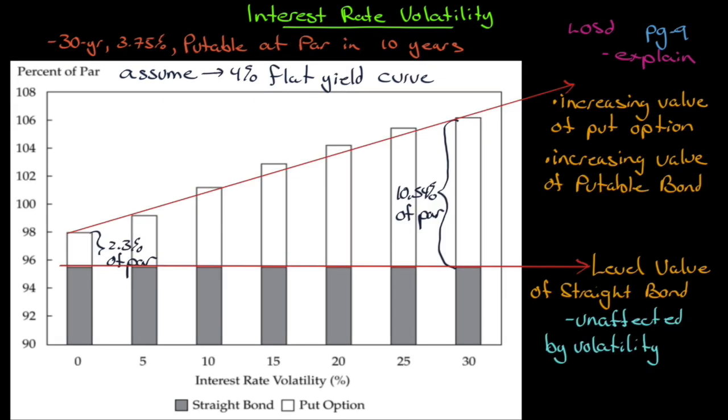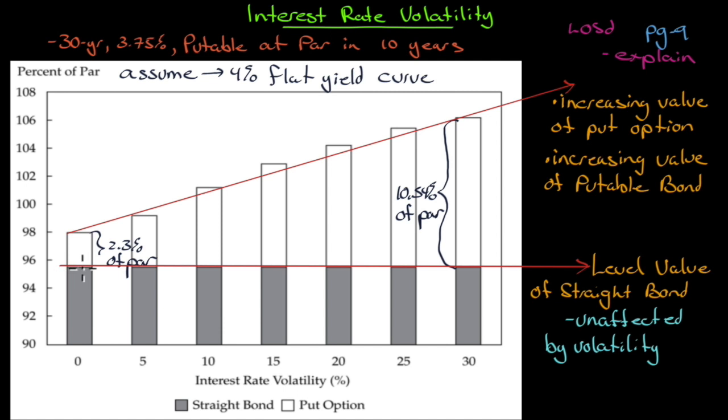Now let's look at the value of the put. We'll look at a same tenor, 30-year bond, but this time 3.75% coupon, puttable at par in 10 years, and we're going to still say we got a 4% flat yield curve. And remember now, the put adds value for the investor. So given a straight bond and a puttable bond, the investor would pay more for the puttable bond because they're getting value from the option.